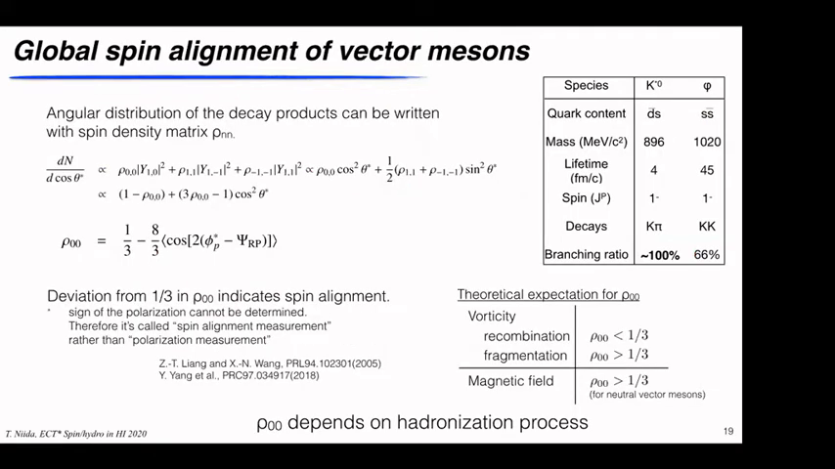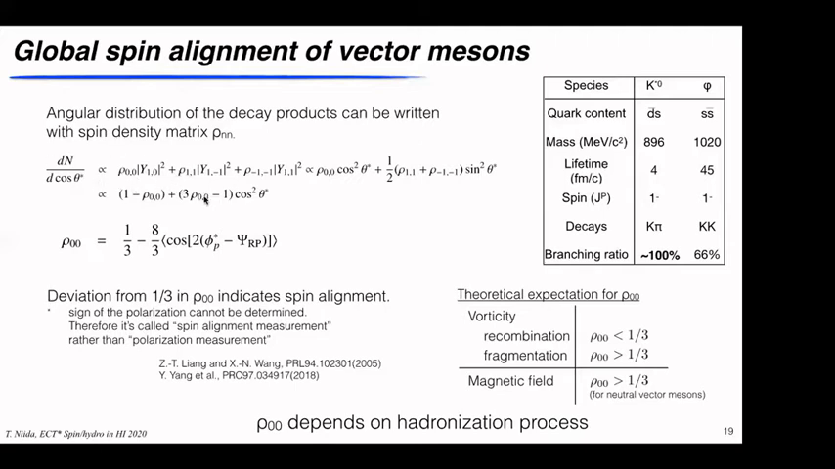And I showed the global polarization result, but there is also a study on the global spin alignment using the vector meson. In the case of the vector meson, which is not a weak decay, parity is not conserved. So we cannot directly determine the direction of the polarization, but we can measure the spin density matrix element rho 0,0, in a similar way that your daughter particle distribution can be written in this way.